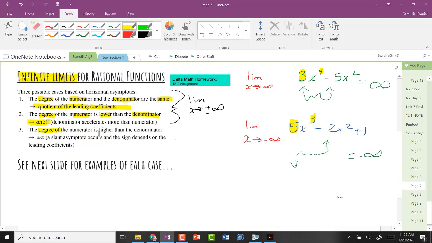Okay, for the third one though, when the degree of the numerator is higher than the denominator, it is a plus or minus infinity, so you have a 50-50 chance. But the slant asymptote and the sign depends on the leading coefficients. Now, we're not going to get quite into the slant asymptotes, but I'll show you a way that we can figure this out by the signs. Okay, so we got the next example of each case here.